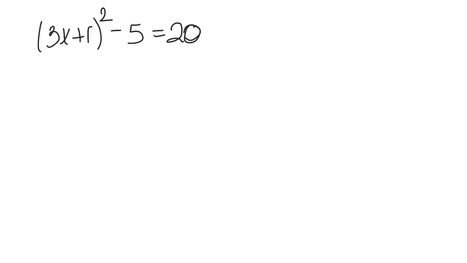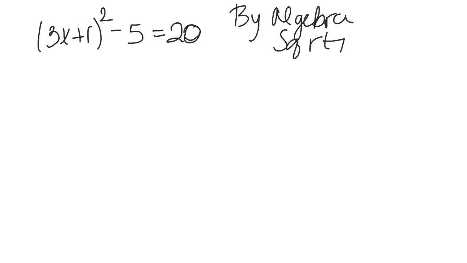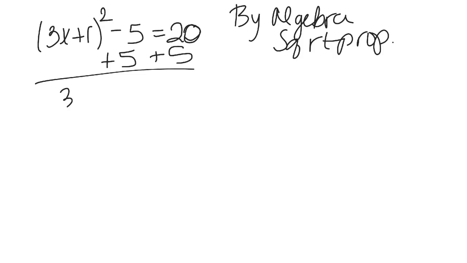So these next couple problems are not on your review sheet. Solve by algebra and find the zeros. So we're going to solve by algebra here. This is by algebra, or the square root property. So we're going to add 5, and we get that (3x plus 1) squared equals 25.